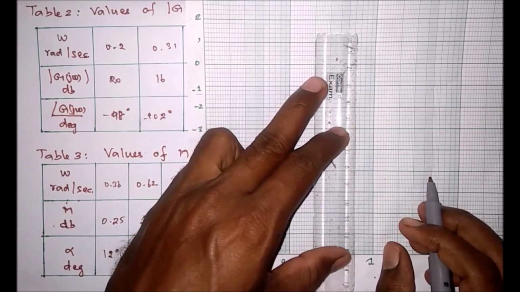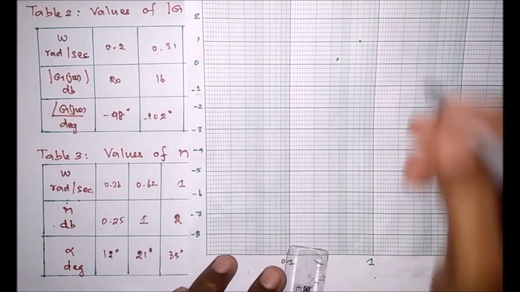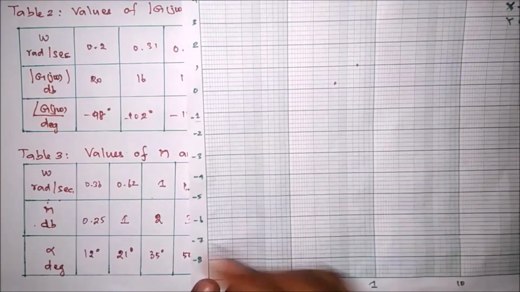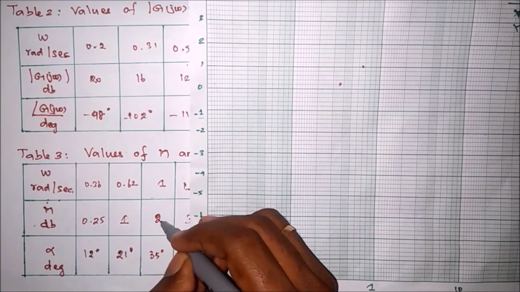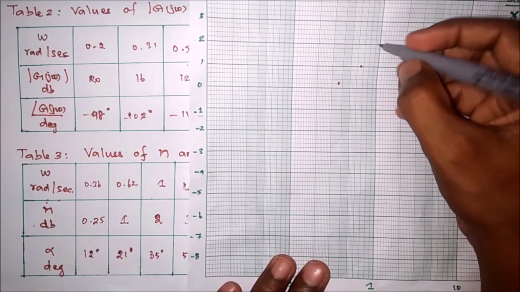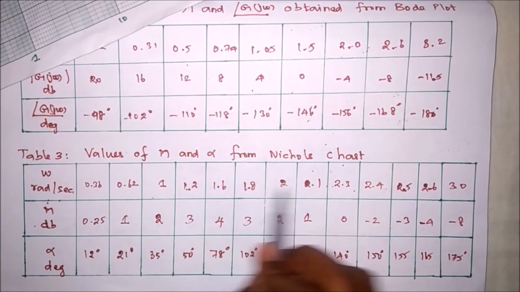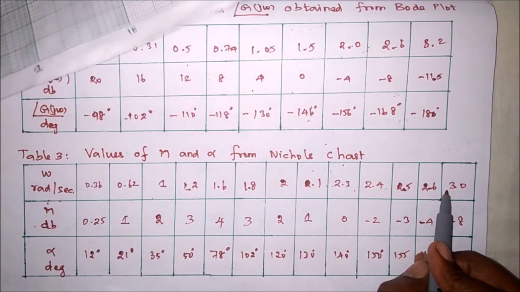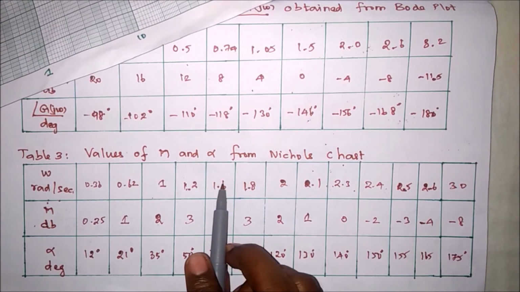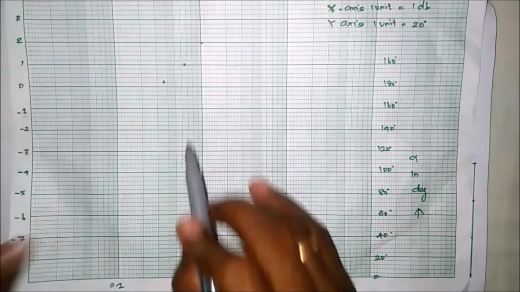Next, omega equal to 1, the corresponding magnitude is 2. Similarly, we have to take various omega values. Then we have to draw omega versus magnitude in this magnitude plot.